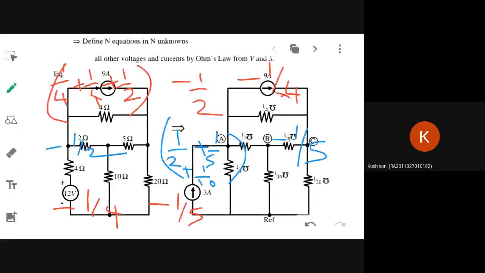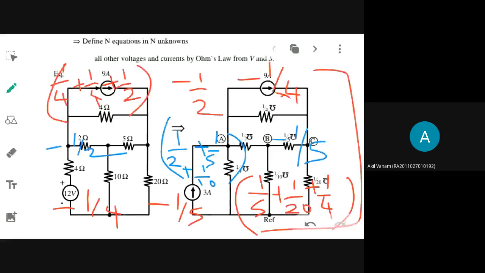1 by 5 plus 1 by 20 plus 1 by 4. Okay, that's all. Now you calculate the determinants and VA, VB, VC as usual by applying Cramer's rule, and tell me the answer. I'll cross check the answer.